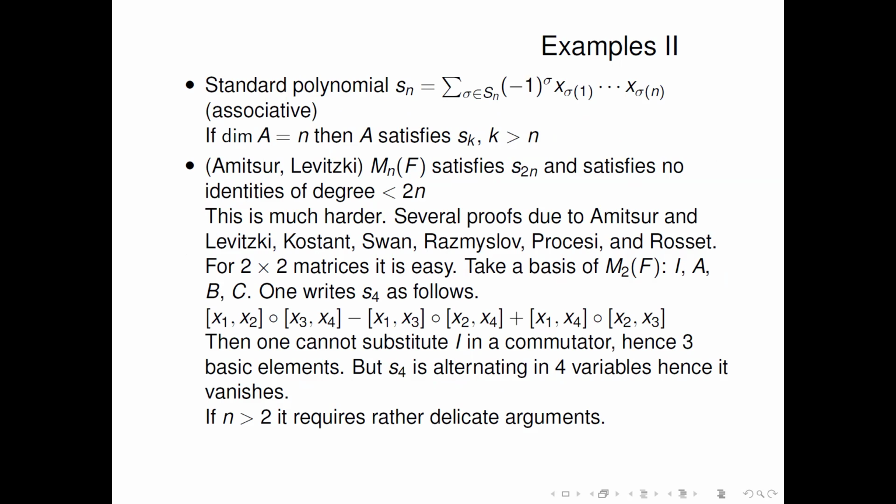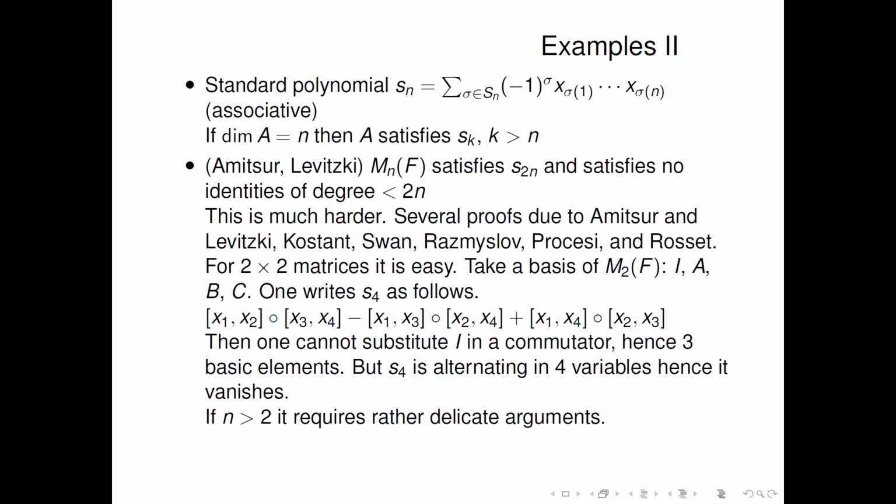Now, another important kind of polynomial is the standard polynomial of degree n. It is simply you take x1 up to xn, the first n variables, make all the monomials of degree n on them, where they are multilinear monomials. That is, every variable enters exactly once. And make the alternating sum. It has n factorial summands with the corresponding sign.